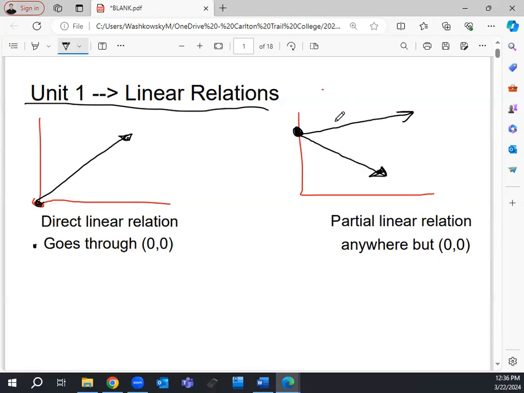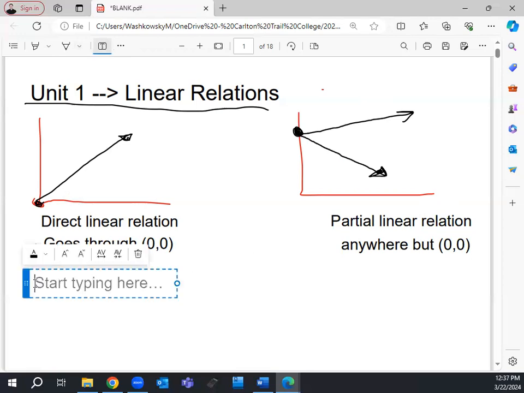If you're looking at this top line here, the one that's going positive on this right side, maybe that's an example of a contractor who has a $200 call out fee. When I call the plumber, maybe I have water coming out of somewhere, I need him to come. Doesn't matter whether it's a 10-minute job or a 10-hour job, he's going to charge me $200. Come on out. So that could explain this jump here. So direct goes through 0, 0. A partial linear relation does not. But either way, it's going to be a straight line.